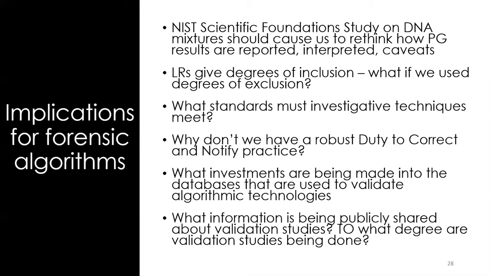And so in terms of forensic algorithms and the implications there, the recent NIST Foundation study on DNA mixtures should cause us to rethink how probabilistic genotyping results are reported, interpreted, and what caveats we need when those results are being given. Other questions we might raise: when we use likelihood ratios, they really give degrees of inclusion, and increasingly it makes it harder and harder to fully exclude people. I have had colleagues who've seen cases moving forward with a likelihood of 40 for DNA. So what can we do to prevent that from happening? What if we reframed how we calculated these likelihood ratios, for example, with degrees of exclusion? Or maybe there's another way we can be rethinking and reframing how we interpret these, or how we design these systems.